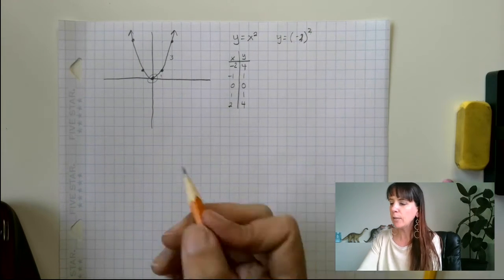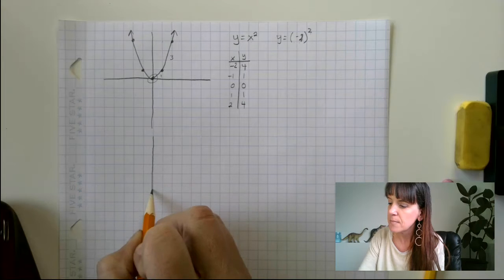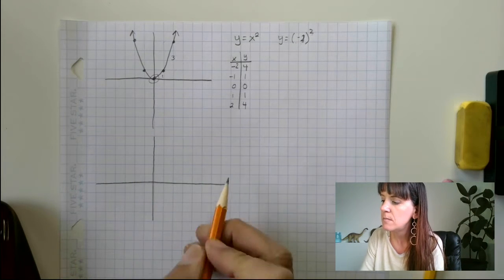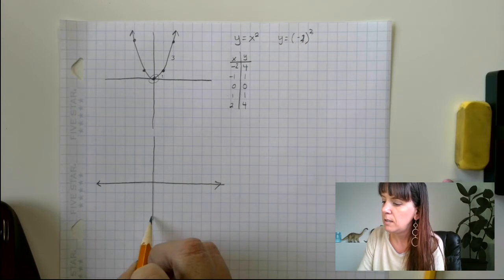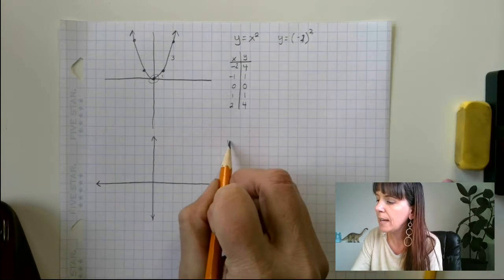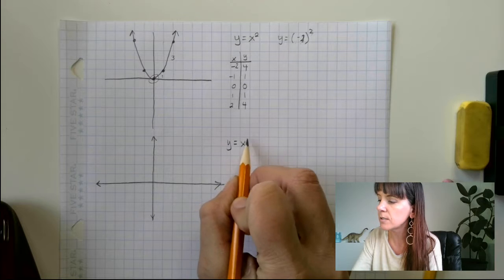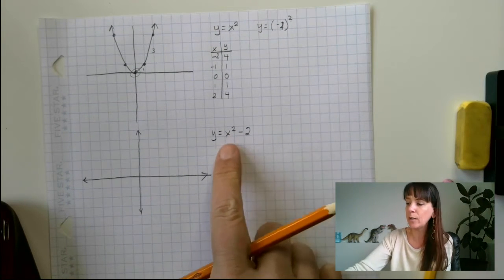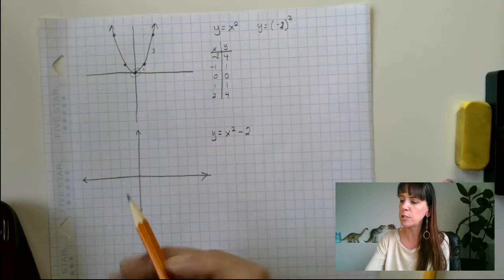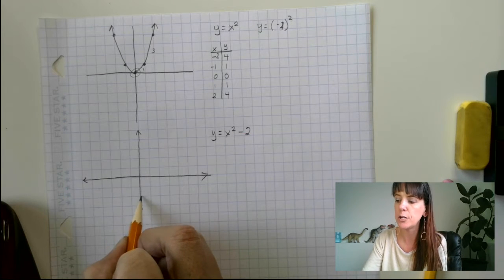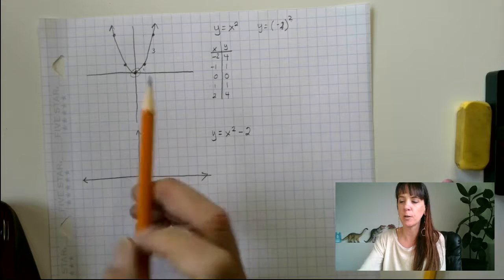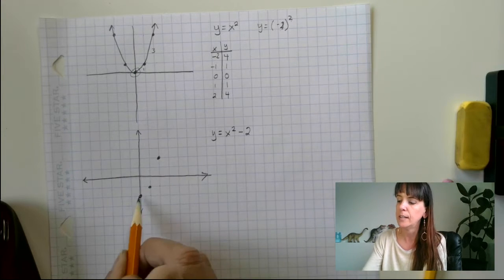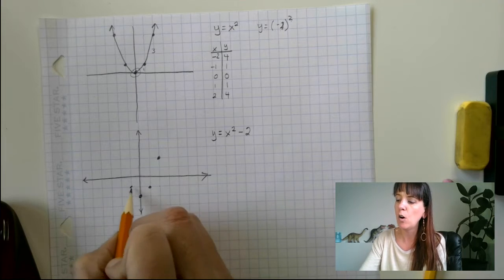All right, so now that we know that this guy exists, let's do y equals x squared minus 2. Well, this is going to be our parent graph, x squared, but we're going to go down 2. So we go down 1, 2. Now that same pattern emerges. Over 1, up 1, over 1, up 3.